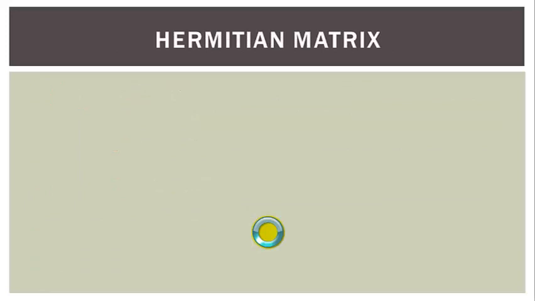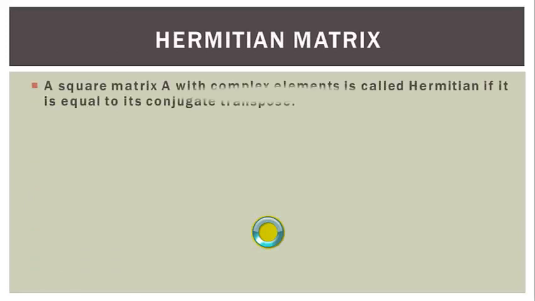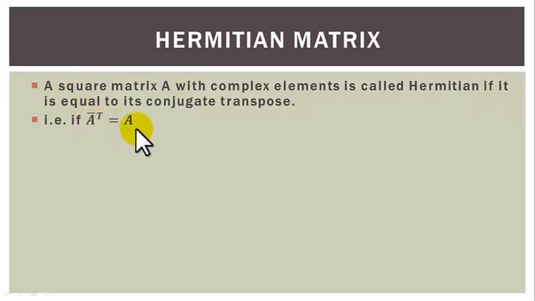Hermitian matrix. A square matrix A with complex elements is called Hermitian if it is equal to its conjugate transpose. That is, if the transpose of A conjugate is equal to A, the matrix A is said to be Hermitian.